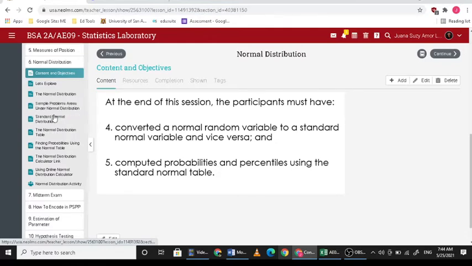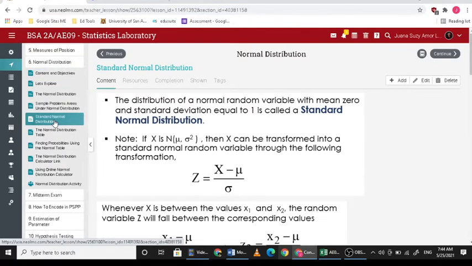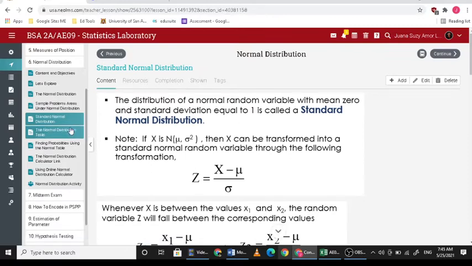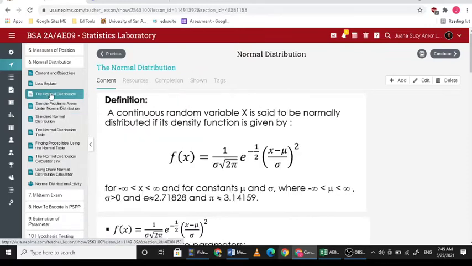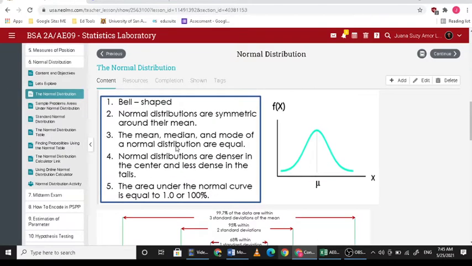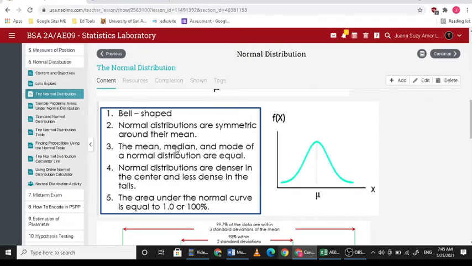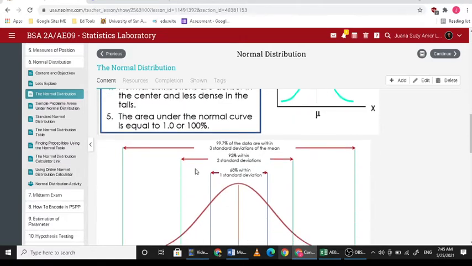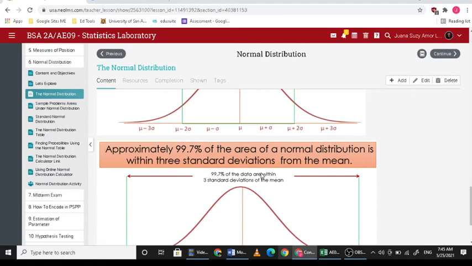Okay, so the rest of this class involves how to compute for the standard normal distribution and the normal distribution. So this is the standard normal distribution. And also how to compute for your normal distribution. Okay, so for it to be normally distributed, it should be bell-shaped, symmetric around the mean, and the mean, median, and mode are equal. The normal distributions are denser in the center and less dense in the tails, and the area under the normal curve is equal to 100%. So that's for your normal distribution.